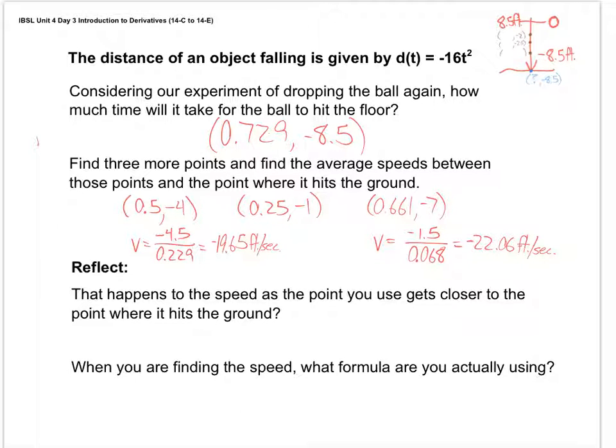Now, what's happening to the speed as the point you choose gets closer to the ground? As the ball gets closer to the ground, what's happening to its speed? It's getting faster, okay? So the average velocity, remember we said we're finding the average speed or average velocity when we're doing this.